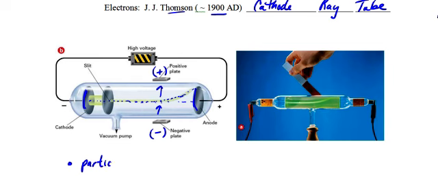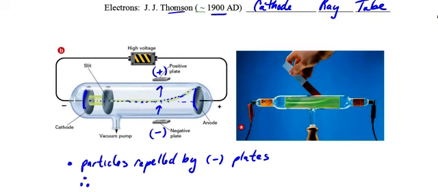So that's the first bullet point we want to have. Particles repelled by negative plates. Therefore, and I'm going to use a little new notation, it's kind of like three dots here, bowling ball type of configuration, therefore, the particles must be negatively charged.